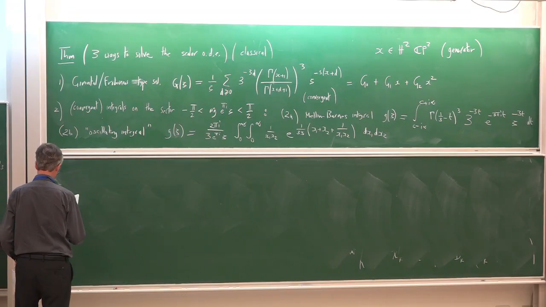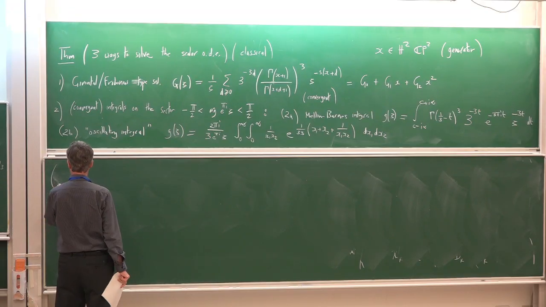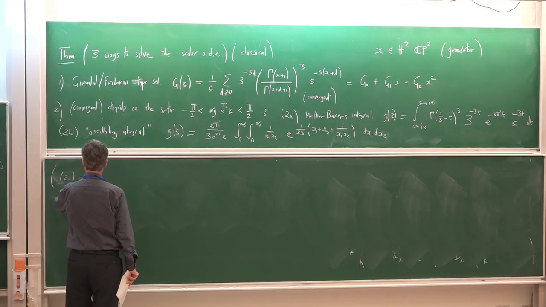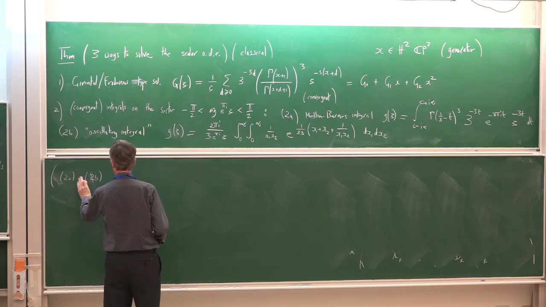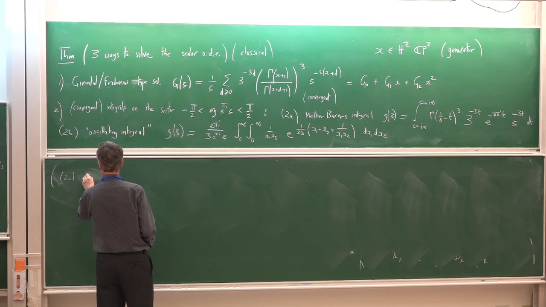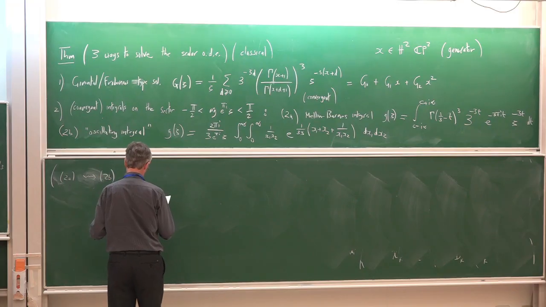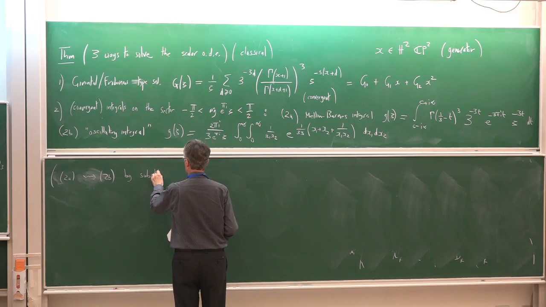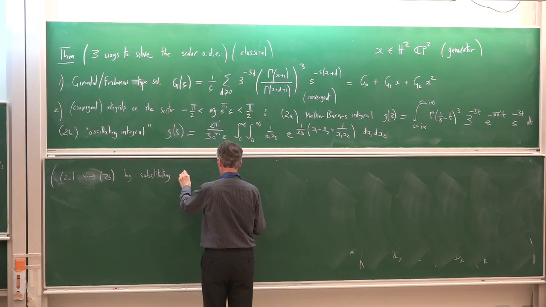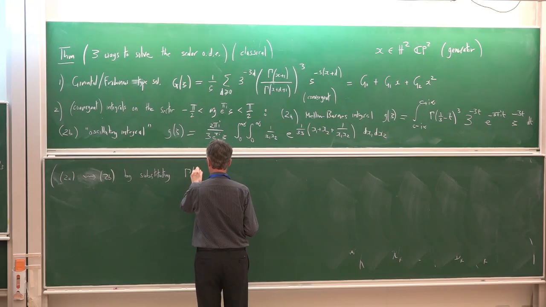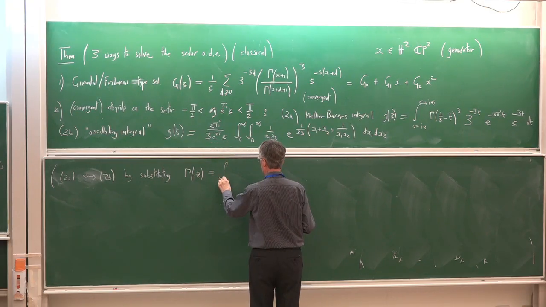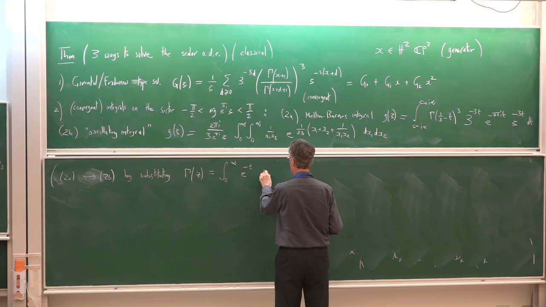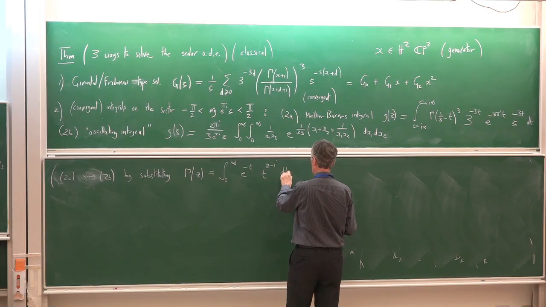And so remark that 2a is equal to 2b. 2a leads to 2b by transforming it like this, by substituting the definition of the gamma function. So gamma z is the integral of e to the minus t, t to the z minus 1 dt.